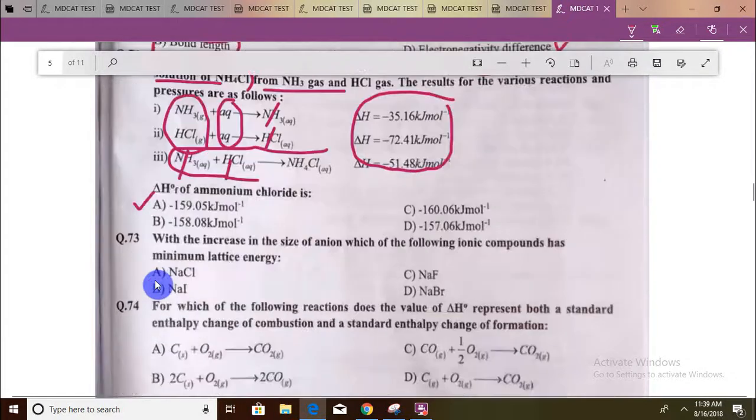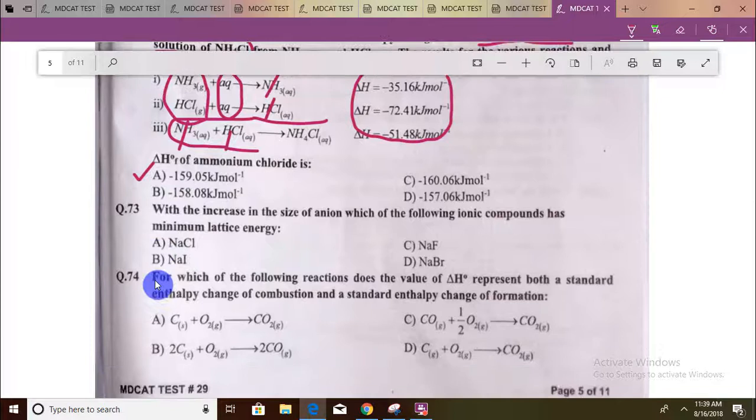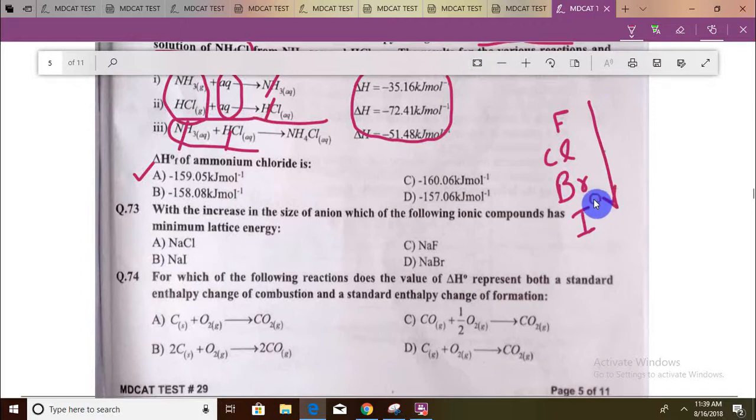With the increase in the size of the anion, which of the following ionic compounds has minimum lattice energy? So we talk about this. We have F, we have Cl, we have Br, we have I. The minimum lattice energy will be the one that is the greatest atomic size, and so the answer will be sodium iodide, because this is the highest, it's the biggest one, and so the same charge is just spread over a larger distance.